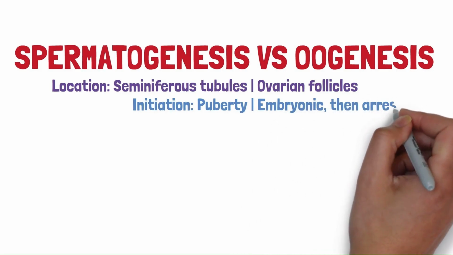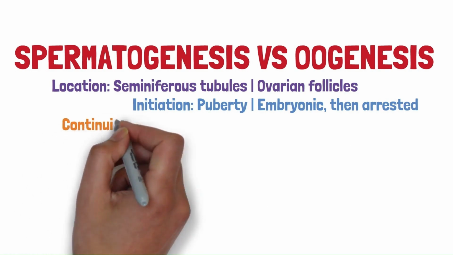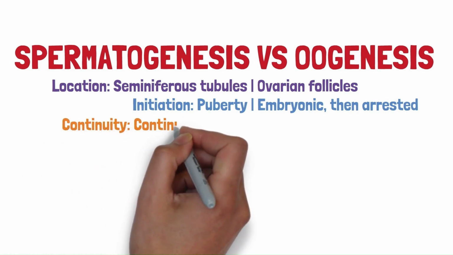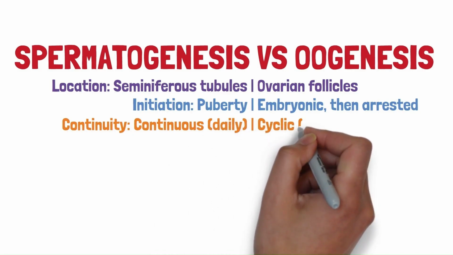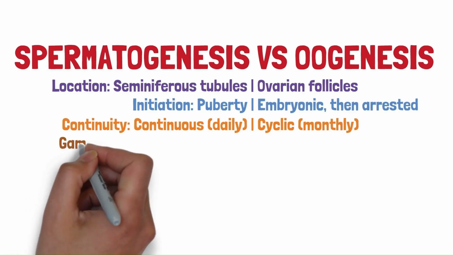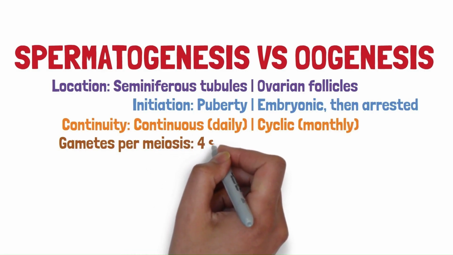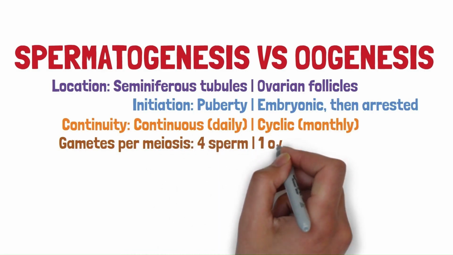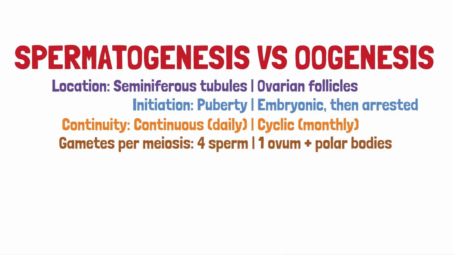Continuity. Sperm production is continuous, happening daily. Egg production is cyclic, once a month. Gametes per meiosis. One primary spermatocyte gives four functional sperm. One primary oocyte gives just one ovum plus polar bodies. Meiosis 1 completion. In sperm, it's continuous throughout the process. In the oocyte, it only finishes at ovulation.